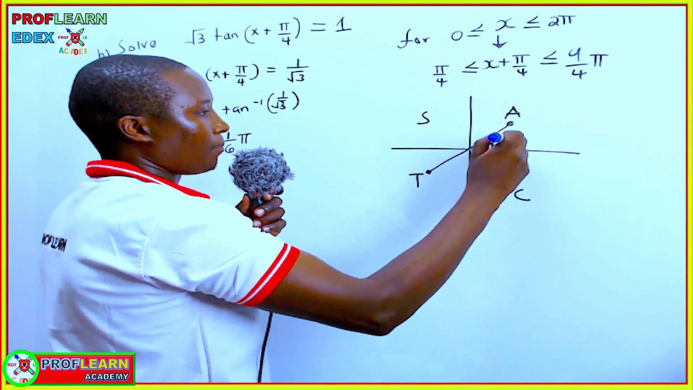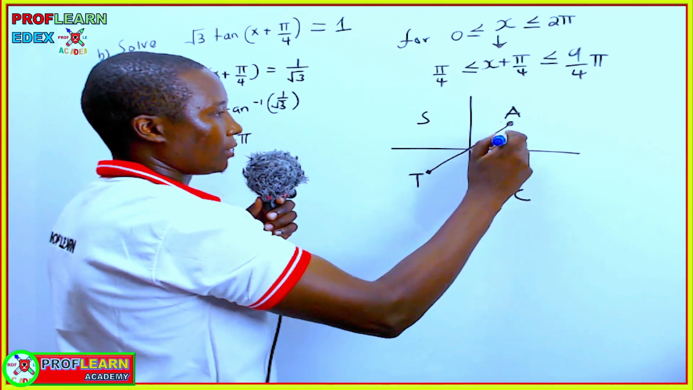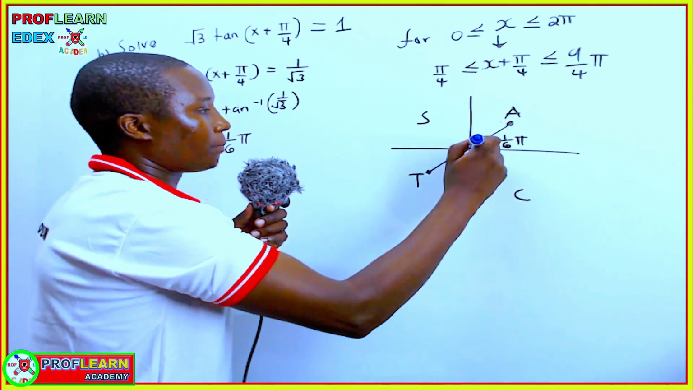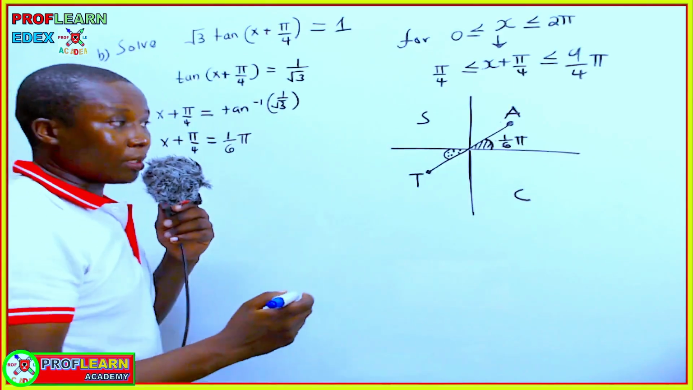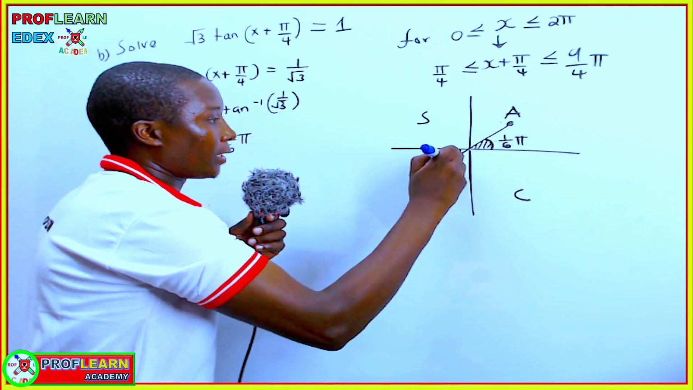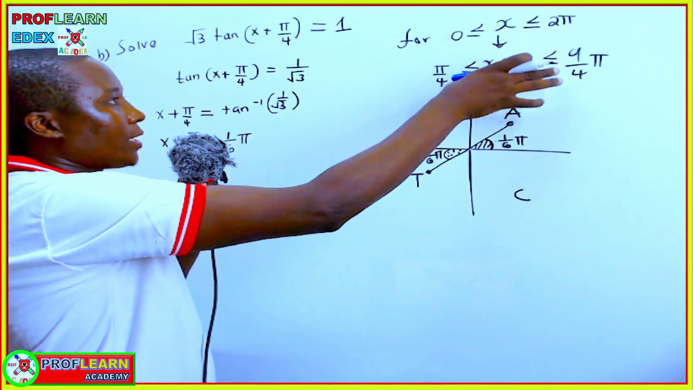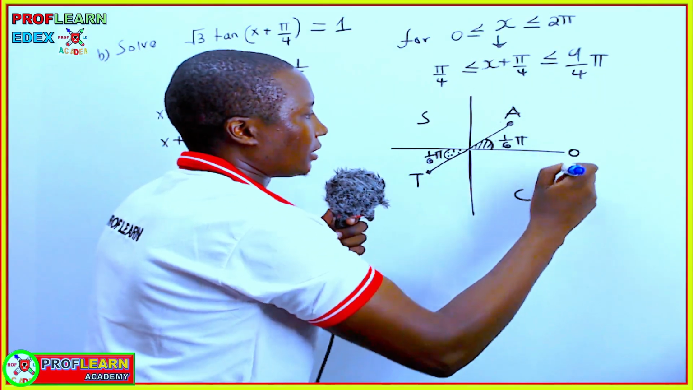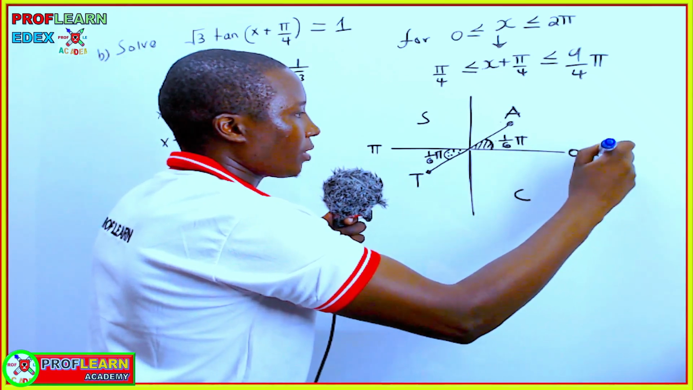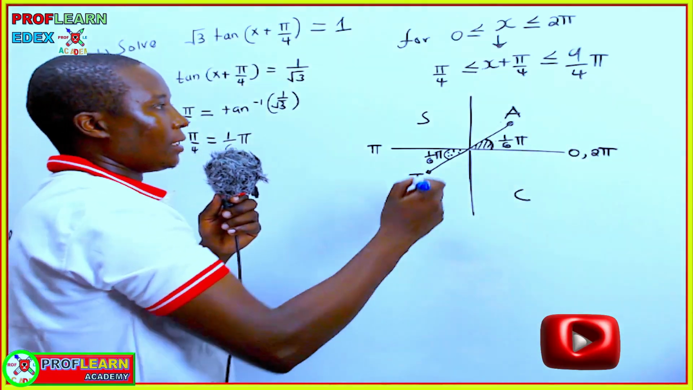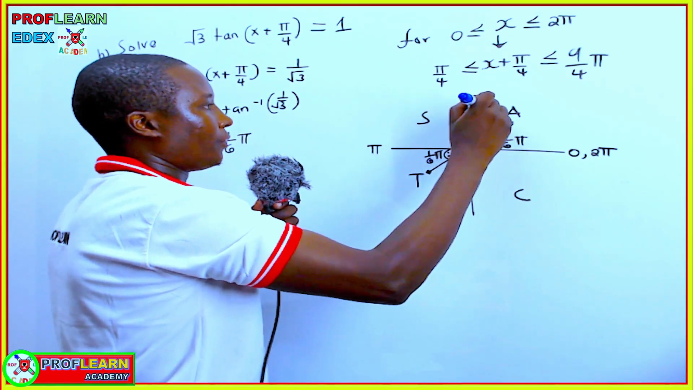So if this is 1 over 6 pi at that given point, then it means also this angle on this other side here is going to be 1 over 6 pi, because of symmetry. Now, if you look at the range that we are given, of course, this is 0 and this is pi, and then this is going to be 2 pi, right? This angle at the top here is actually pi over 2.